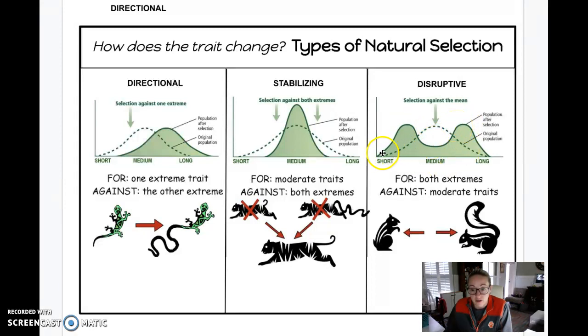Okay, so this is where I'm talking about the solid green kind of looking like an M. Anytime you see an M in a graph like this, if it looks like an M shape, that is disruptive. If it is squished and tall and skinny, it's stabilizing. If we move to one side, either to the right or to the left, it is directional. Okay, so again, we're going to be putting this in your notebook.